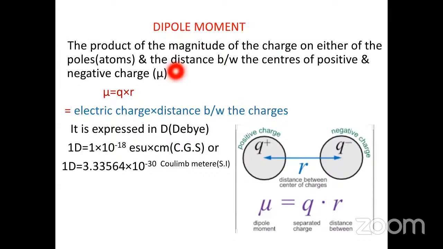It is denoted with mu. Mathematically, mu is equal to q into r. Here q is the charge on either of the atoms, and r is the distance between these positive and negative charges. It is expressed in debye. 1 debye is equal to 1 into 10 to the power of minus 18 ESU centimeters, where ESU is electrostatic units, in CGS units. Or 1 debye is equal to 3.33564 into 10 to the power of minus 30 coulomb meters. The dipole moment units are ESU centimeters in CGS and coulomb meters in SI.